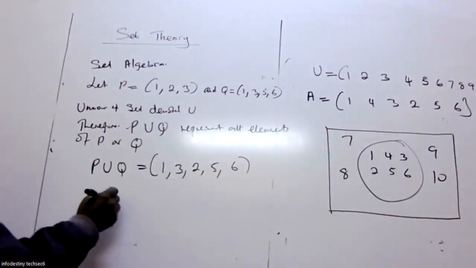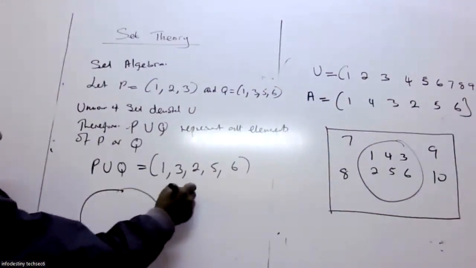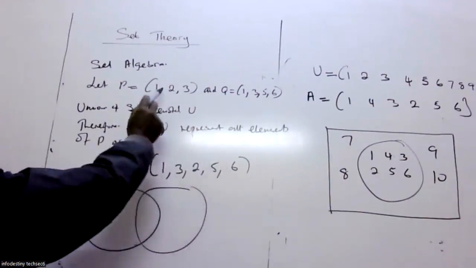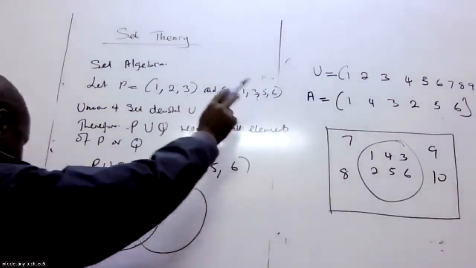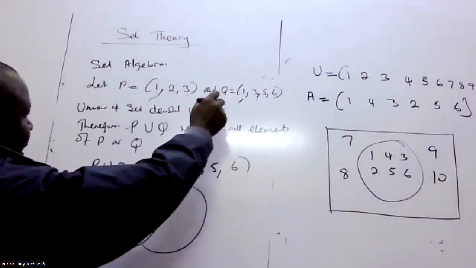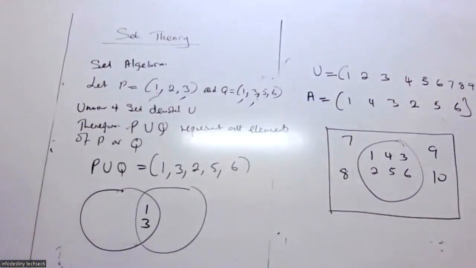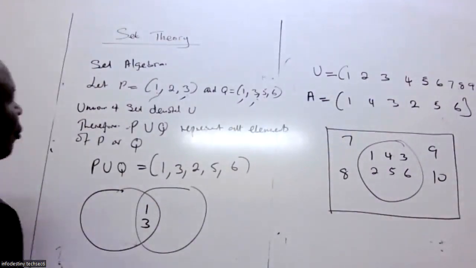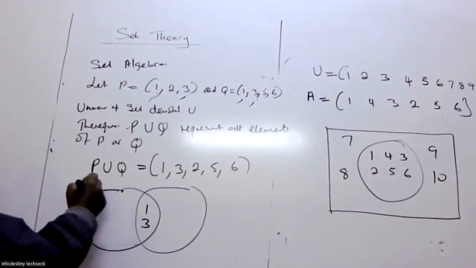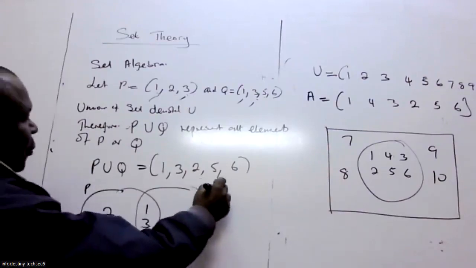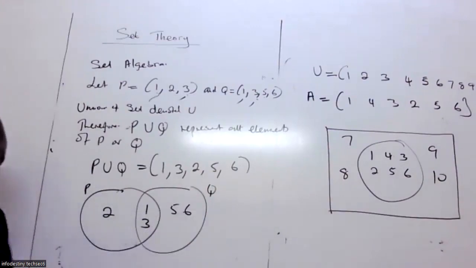Then we can now have the set like this. When you look at this one, 1, 2, 3 and 1, 3, 5, 6, 1 is present here, 1 is also there. 3 is here, 3 is also here. So we have 1 and 3 together. Then 2 is not in Q, so this is going to be P. We take 2 here, which is not represented in Q. Then for Q, we are going to have 5 and 6. They are together.